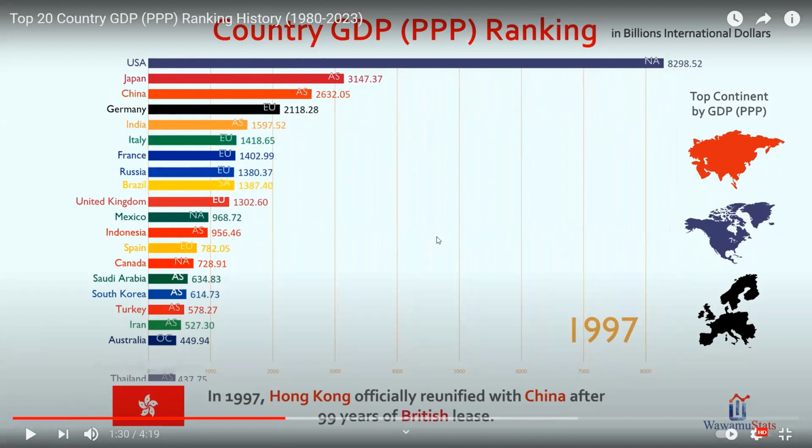So look at the top three here. From 1980 to 1997, China went from down here in this area all the way up to third. India kind of followed them up the rankings a little bit. These heavily populated countries can produce a lot of stuff. They have a lot of manufacturing.